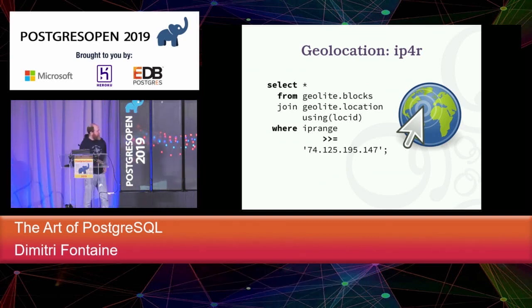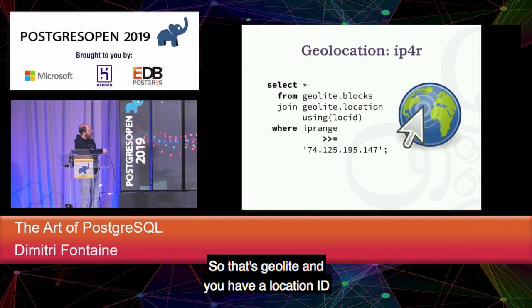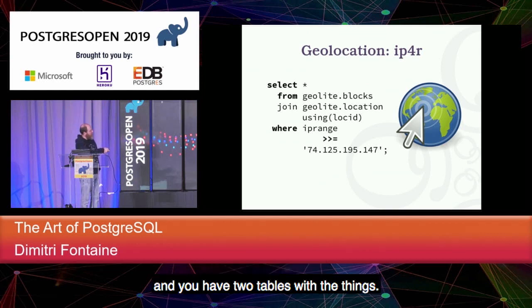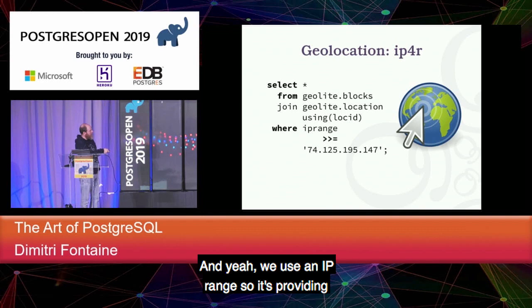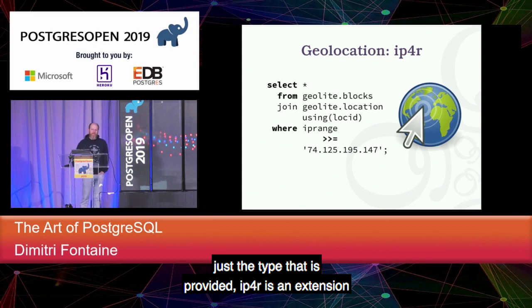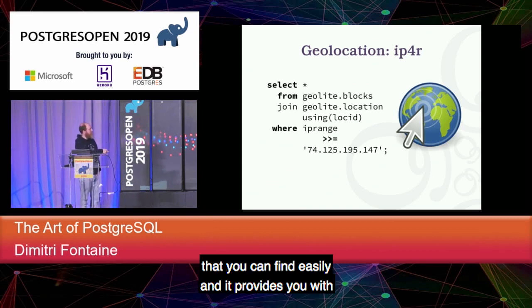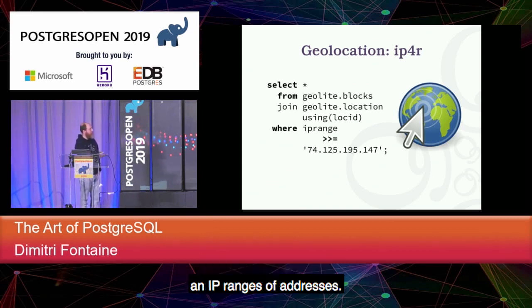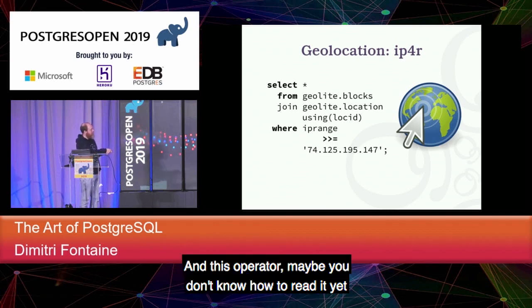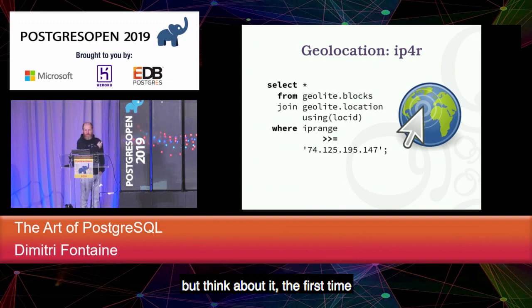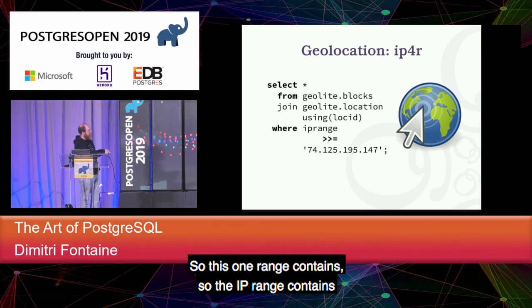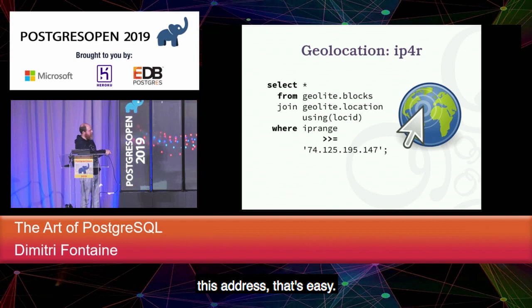So that's Geolite, and you have a location ID, and you have two tables with the data. And here we use an IP range, so it's provided as a data type. IP4R is an extension that you can find easily, and it provides you with IP ranges of addresses. And this operator, maybe you don't know how to read it yet, but the first time you saw the equal operator, you didn't know how to read it either, so you need to learn about that. This one reads contains: the IP range contains this address.